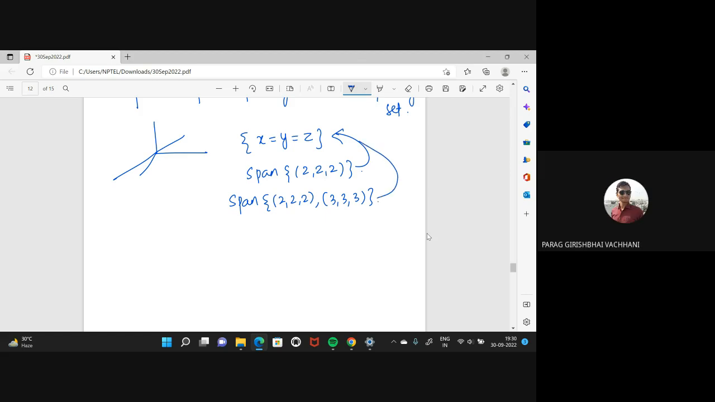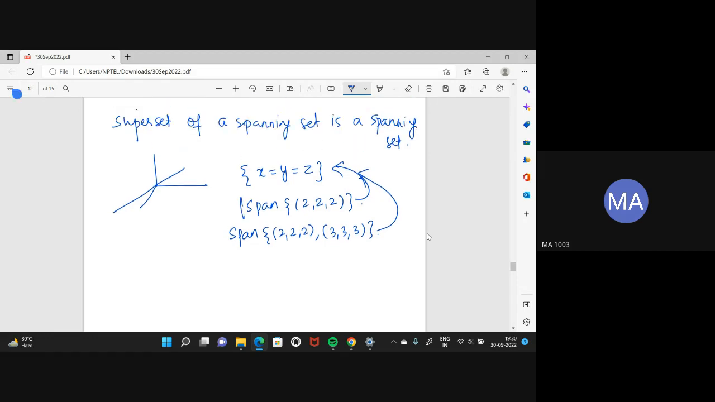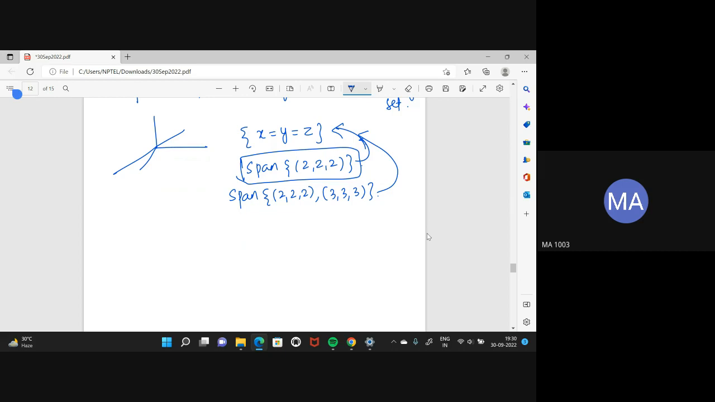Same line. Same space, right? It's the same vector space, same line, right? Yes, ma'am. This itself is a spanning set. You add more, it is going to give only a spanning set for this. But if you add a vector which is not in this set, for example, what is the span of (2, 2, 2), (1, 0, 0)? What is this going to give me?